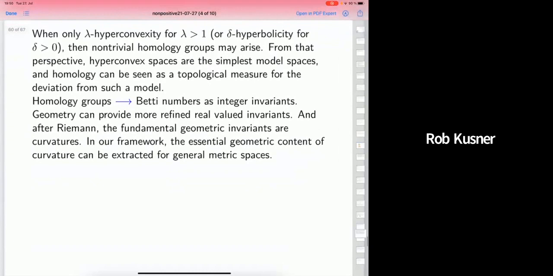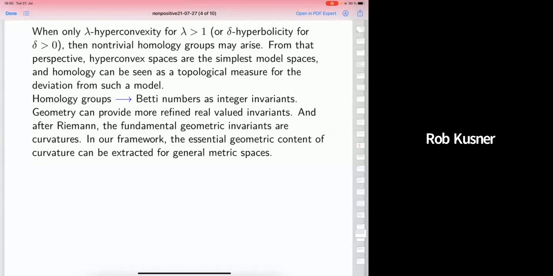And I've provided a framework here so that the essential geometric content of curvature can now be extracted for general metric spaces. So curvature, of course, was originally only defined for Riemannian manifolds and then generalized to certain spaces by Alexandrov and Busemann and others. But here we have a notion that extracts the essential geometric content of curvature in terms of intersection properties of collections of balls, and that works for arbitrary metric spaces.